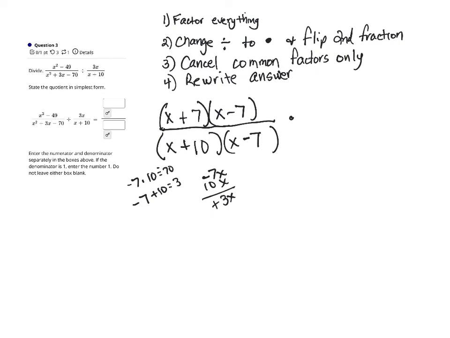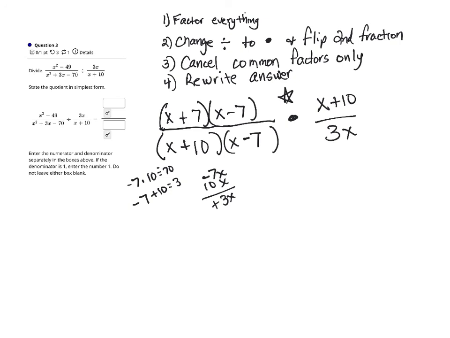So now we're going to change this. I'm going to put a star here. Change it to multiplication and flip our second fraction. So x plus 10 goes on top and 3x goes on bottom. And the thing here is there's nothing to factor, because x plus 10 you can't factor, 3x you can't factor.